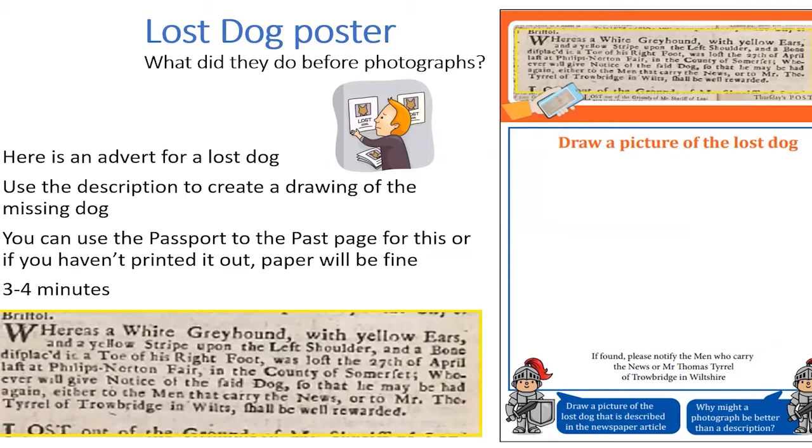And what you're going to be doing is creating a lost dog poster. So at the bottom, we can see an extract from a newspaper from 1722. So this is before photographs. They couldn't just put a picture in of the dog and say, this is the dog that's missing. They had to describe it. So if you have a look at the bottom, it says, whereas a white greyhound with yellow ears and a yellow stripe upon the left shoulder and a bone displaced in the toe of his right foot, was lost on the 27th of April.